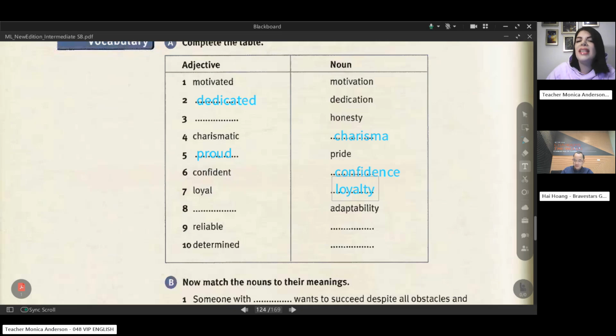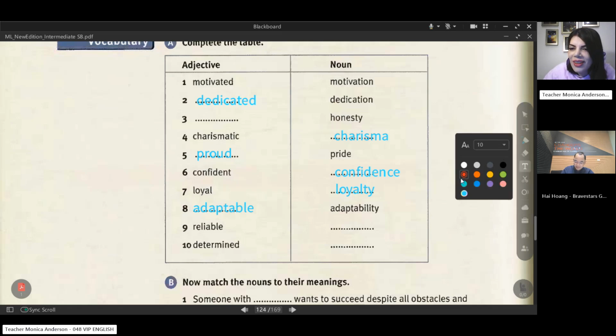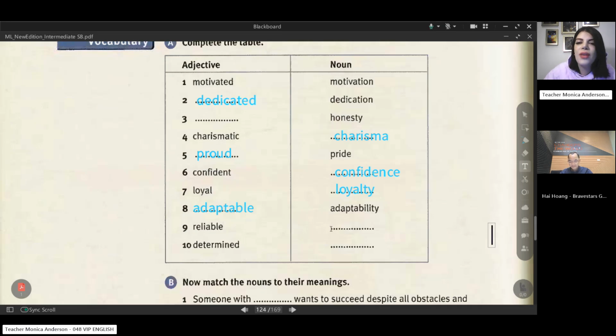And adaptability. Adaptable. Yeah, adaptable. Let me change the color to another one. Okay, reliable, like adaptable. Reliability. So adaptable, adaptability. Reliable, reliability. Okay, and determination. Determination.